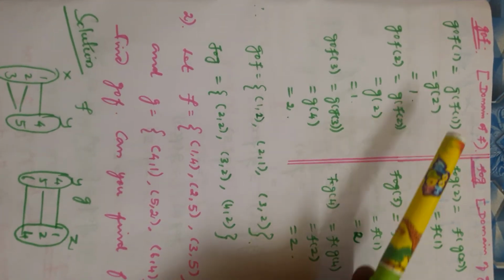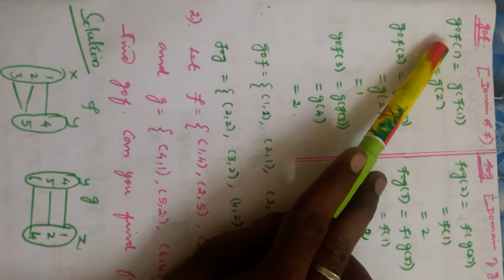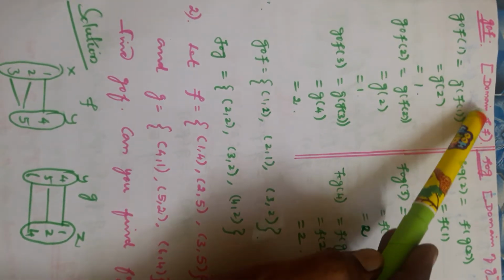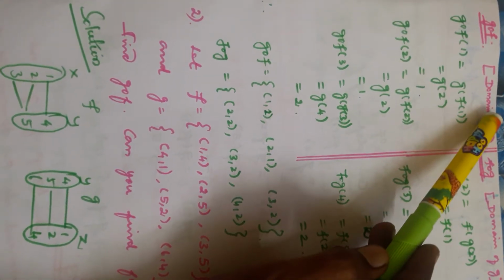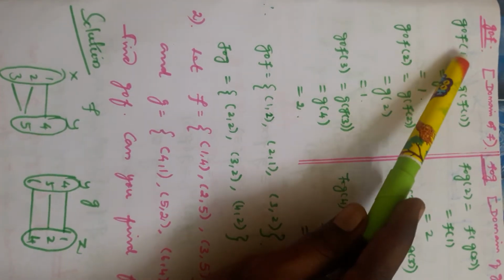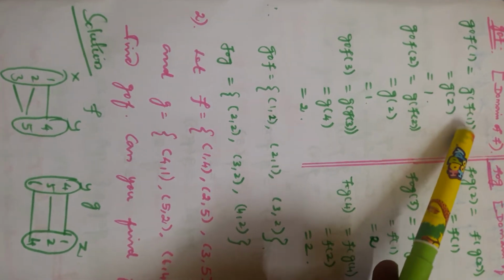Now we are finding what g ∘ f and f ∘ g are. g ∘ f of 1. So I am selecting the numbers from the domain of f. In the domain you have 3 numbers, so I am finding for 1, 2, 3. So g ∘ f of 1 can be written as g of f of 1.